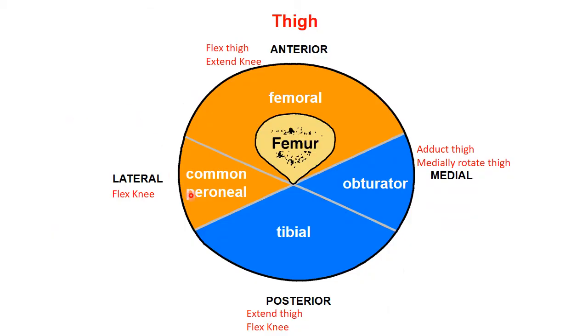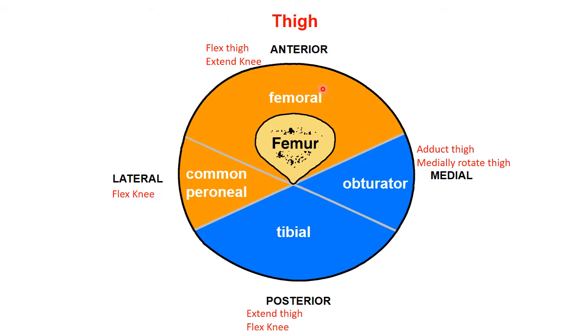Okay, so we're just going to go over the four compartments of the thigh first. Realize first that obviously there's four compartments, not two, as we saw in the upper limb, and each compartment is given a nerve for the innervation of that group of muscles. So anterior is femoral, so let's start there.